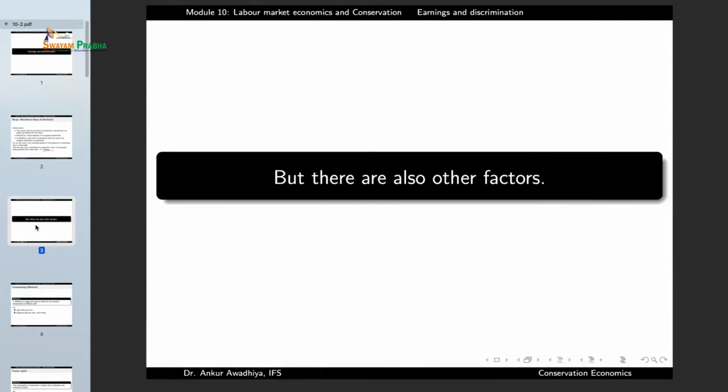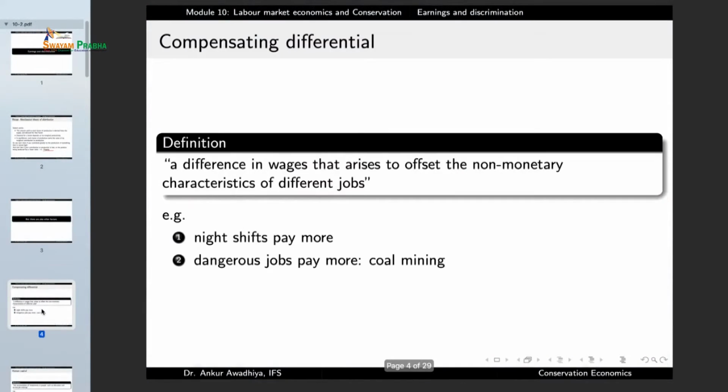But then, apart from the neoclassical theory of distribution, there are also a number of other factors that determine how much a person is paid. And in this lecture, we will look at some of those factors. What are the factors that modulate the predictions of the neoclassical theory? Now, one such modulating factor is the compensating differential. Compensating differential is defined as a difference in wages that arises to offset the non-monetary characteristics of different jobs. And good examples are night shifts or dangerous jobs.